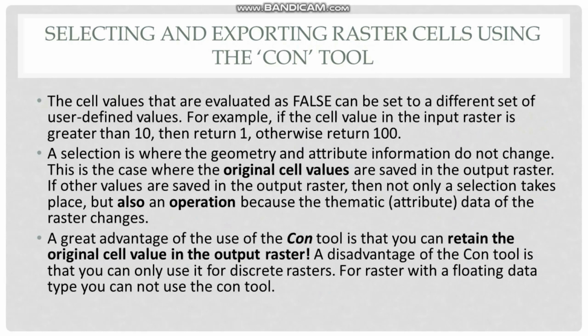A great advantage of the Con tool is that you can retain the original cell value in the output raster. A disadvantage of the Con tool is that you can only use it for discrete rasters. For rasters with a floating data type, continuous rasters, you cannot use the Con tool.